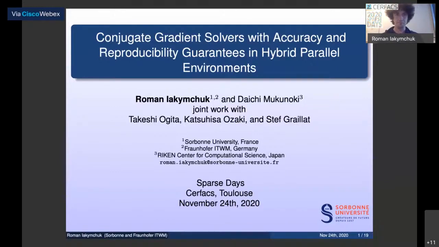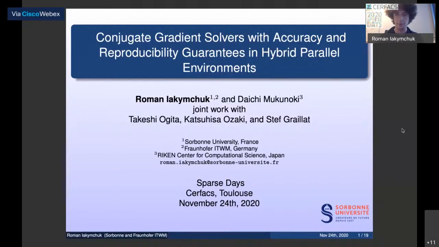Okay, so I'm going to present something that I have not heard yet on this talk. People are working on mixed precision. I'm working on something a bit on the opposite side, trying to ensure properties of solvers such as accuracy and reproducibility. This is joint work with a team in Japan that specializes in verified computing.